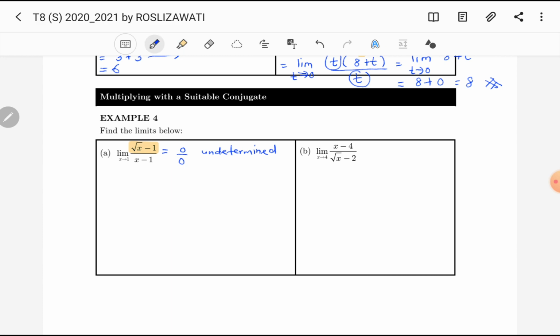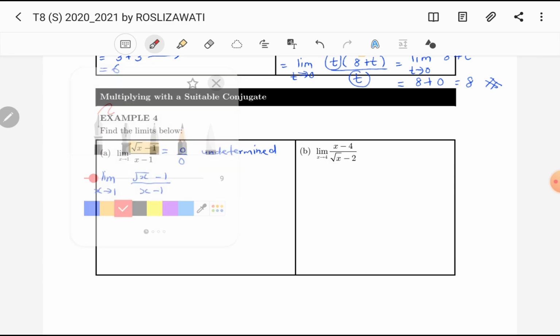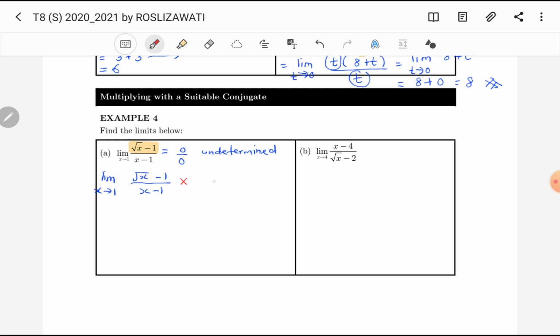Okay. So, kita nak cuba simplify by multiplying dengan dia punya conjugate. Conjugate yang mana? Itulah root tu. Tak kisahlah dia duduk atas ke, duduk kat bawah ke, kita akan multiply dengan dia punya conjugate. Okay, so we have limit x approaches 1, root x minus 1 over x minus 1, and then we multiply by the conjugate of root, so root x plus 1 over root x plus 1.